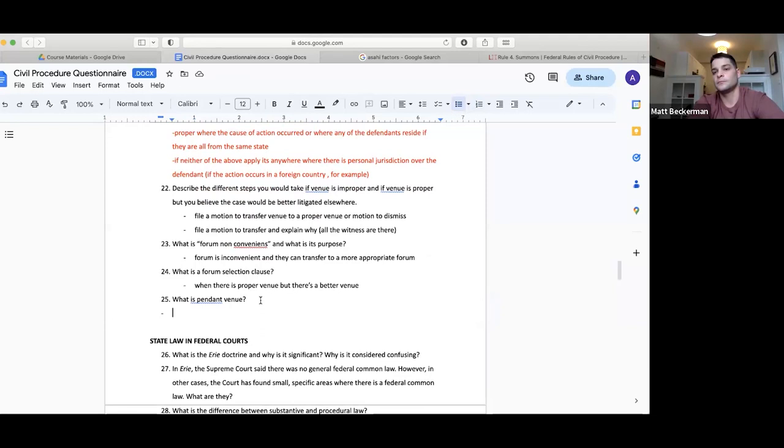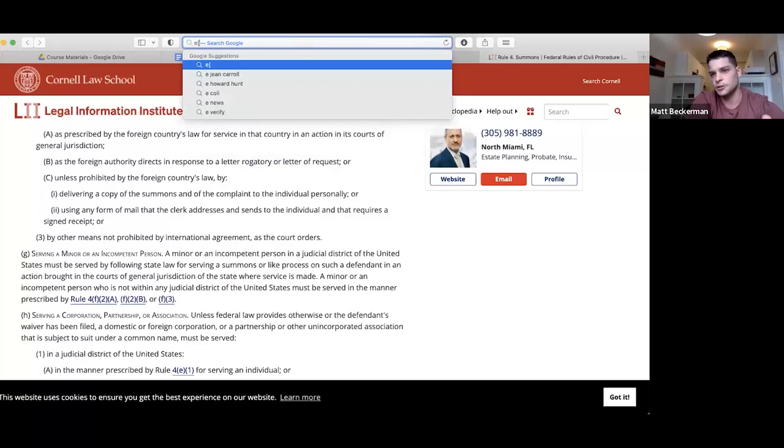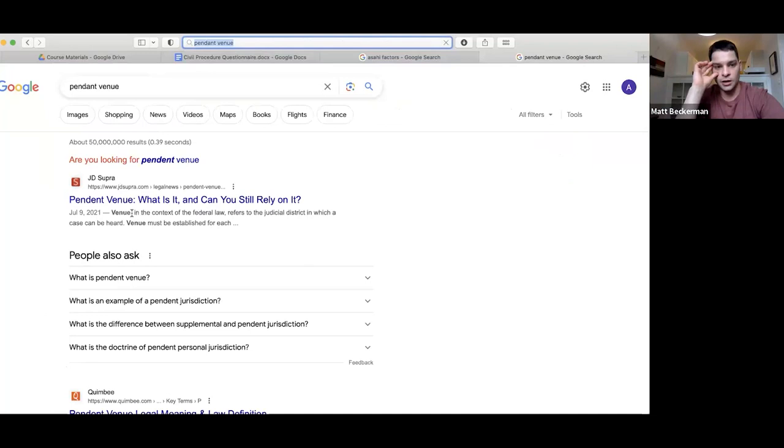Okay. And then what is pendent venue? I think it's when you don't have either the defendants residing in the same state or the transaction occurring in that venue, then you just have venue wherever the court has personal jurisdiction. Pendent venue, I never heard of this. But so it's just like what we talked about before. Okay. Oh, wait, that's not what it is.